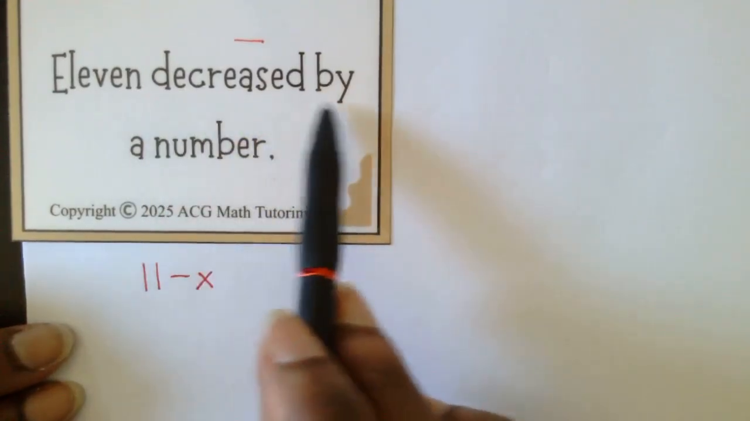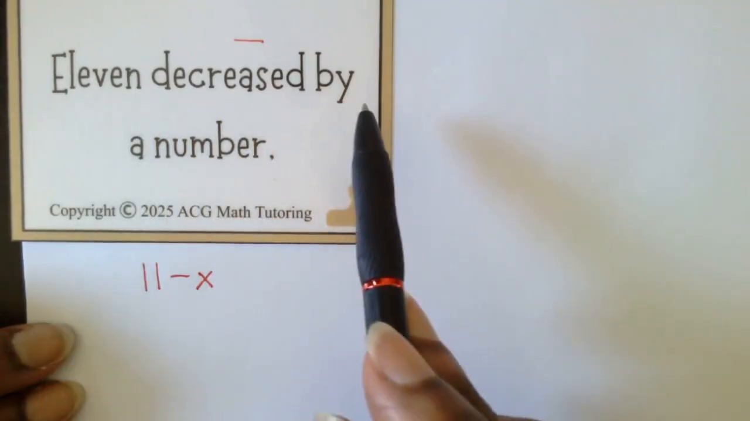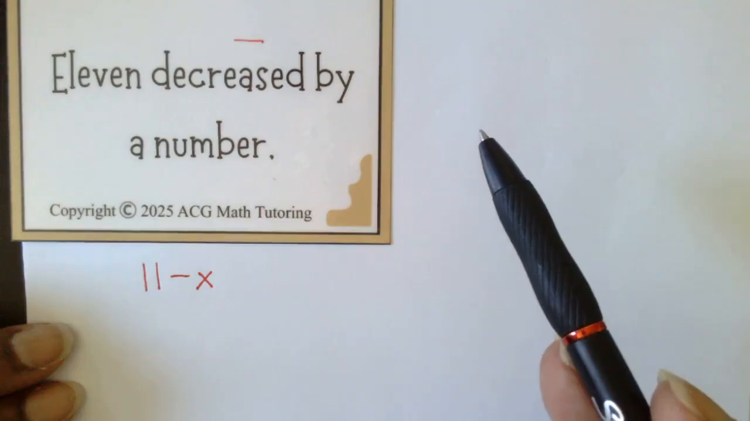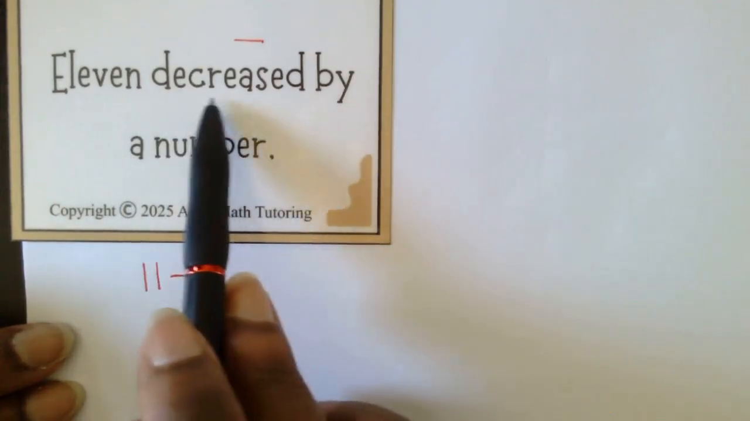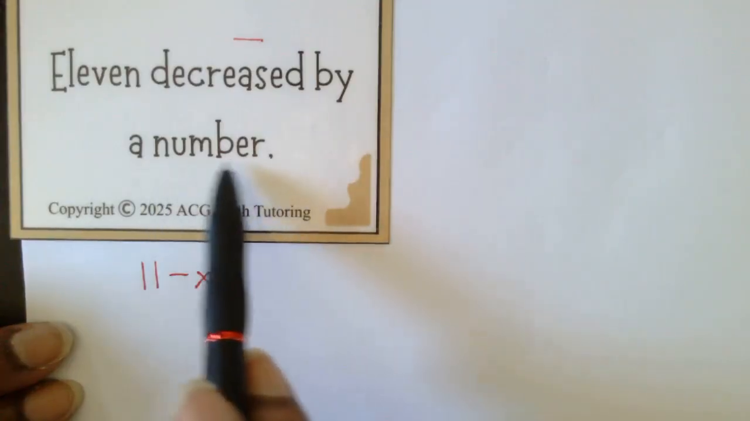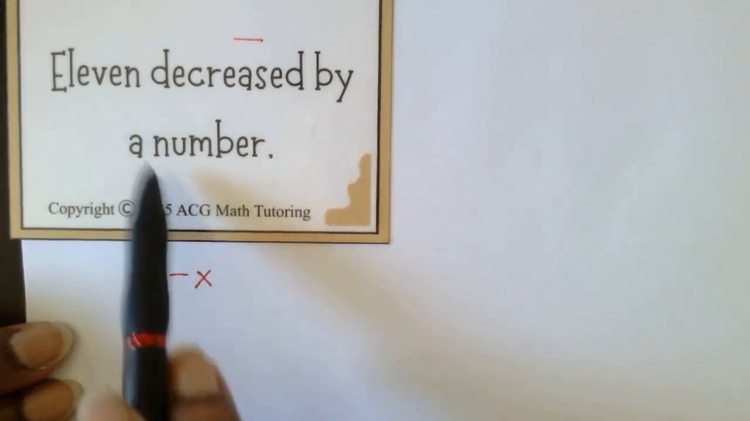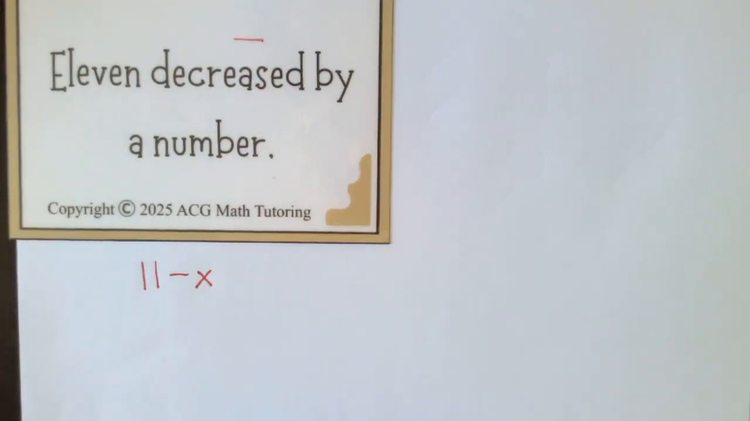So decreased by is minus. It's not going to be flipped. It's not saying it's less than. It doesn't say the word is, and so that's not going to be an inequality. It's just saying 11 decreased by a number. So the number is the one that's decreasing. All right, so we see this. You okay, Kimberly?